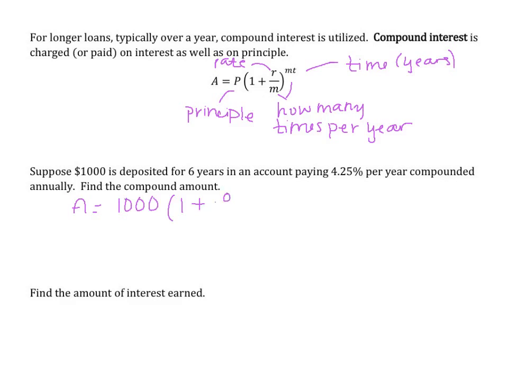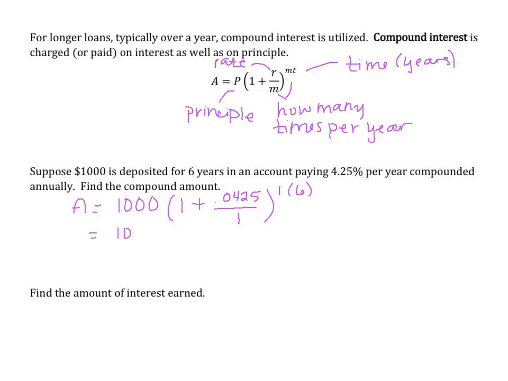So 0.0425 divided by how many times per year? It's compounded annually, so 1 time per year. We bring that 1 up to the top too. And for how many years? 6. So let's start simplifying here.